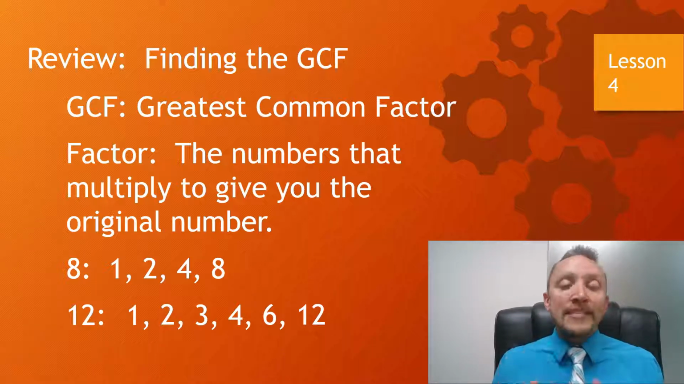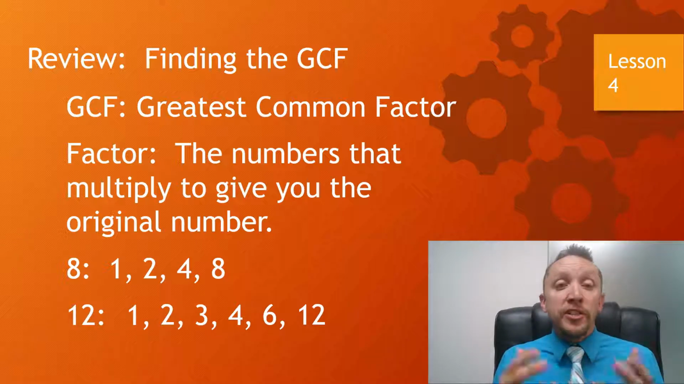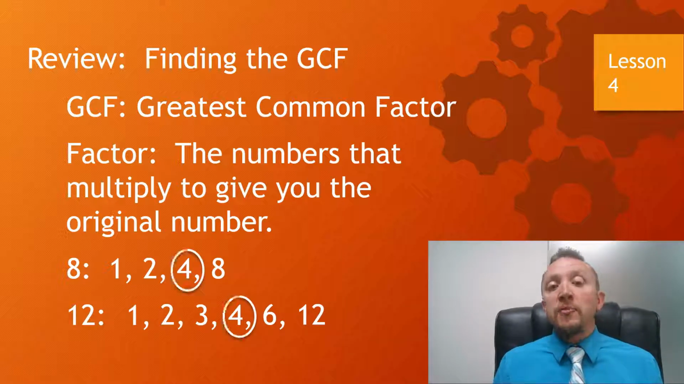So the greatest common factor is going to look at these two sets of numbers and figure out which is the greatest factor that they have in common. And hopefully you see that that would be the number 4. So between 8 and 12, the greatest common factor would be 4. Now that's a very important concept to get in order to understand or be able to do this lesson.